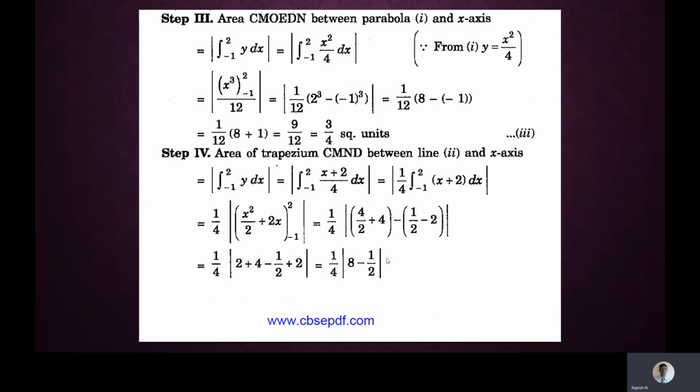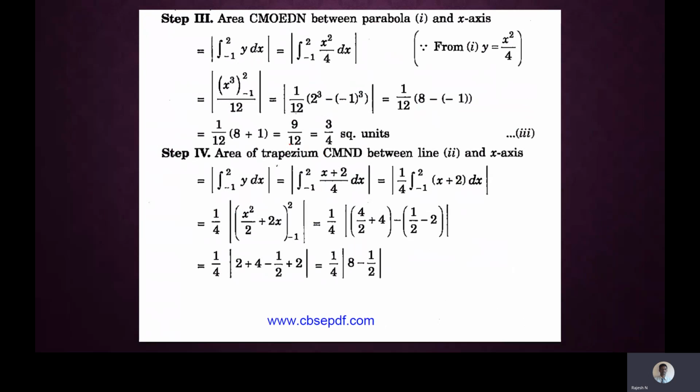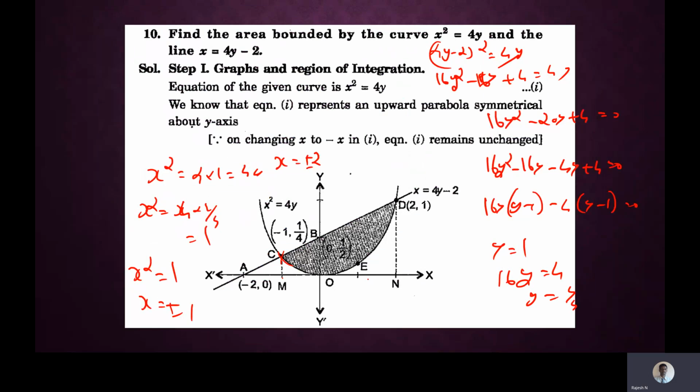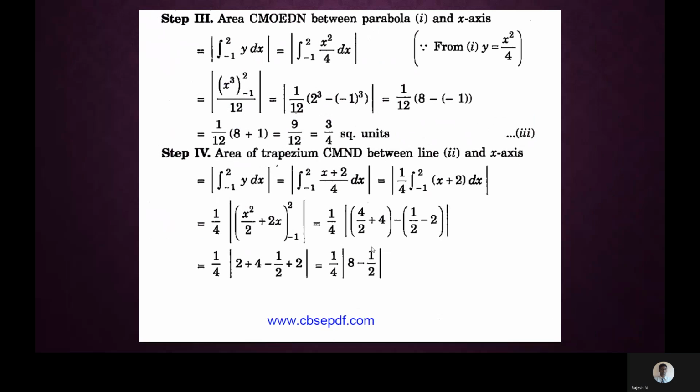What have we done? So area is equal to integral minus 1 to 2 y dx between the parabola and the x-axis. So you can find out directly minus 1 to 2 parabola, minus 1 to 2 line, minus 1 to 2 parabola. So the integral minus 1 to 2 y dx. What is y? x squared by 4.